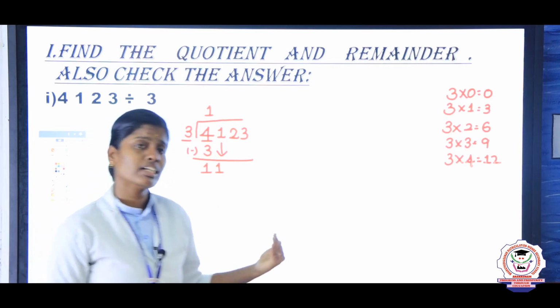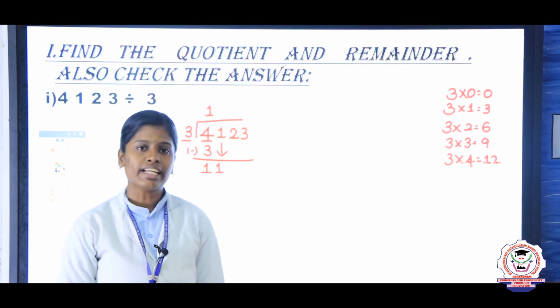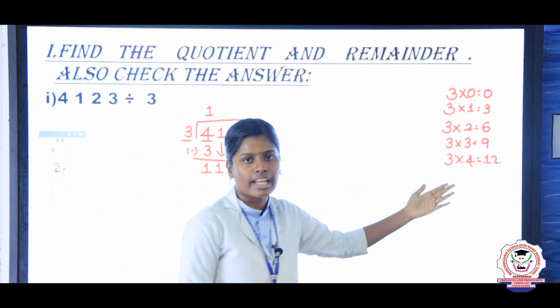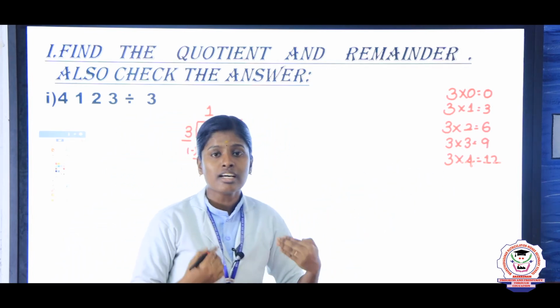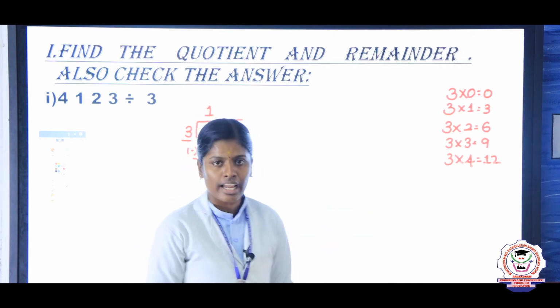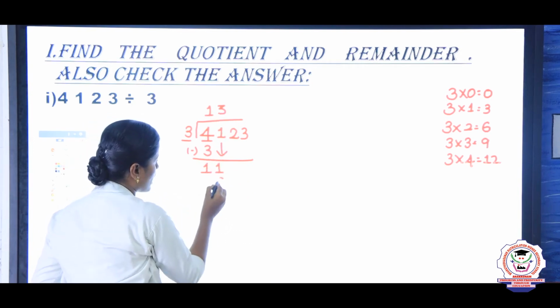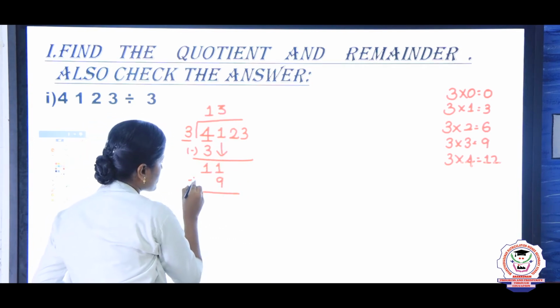Now tell me Nasri, does the 3 table have 11? No, it is not there. The 3 table has 12 and then 9. So here we are going to take the smaller number. The smaller number is 3 threes are 9. So you should write the quotient value 3, 3 threes are 9. Now we are going to subtract this.